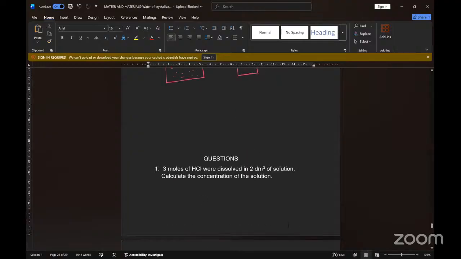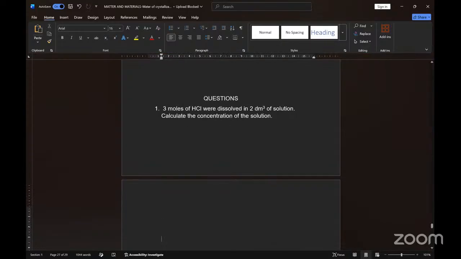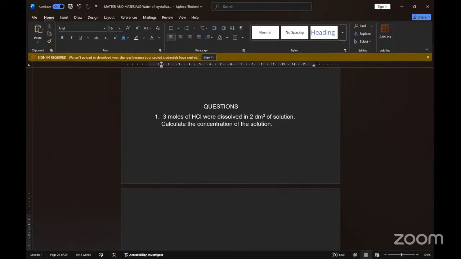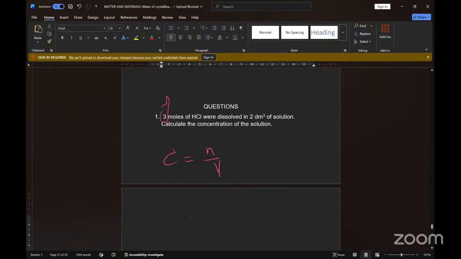So let's answer a few questions like we normally do. These ones are pretty straightforward. It doesn't take long to get this. Question 1 says that 3 moles of hydrochloric acid, or hydrogen chloride, were dissolved in 2 decimeter cube of solution. Calculate the concentration of the solution. So you simply write concentration is equal to number of moles over volume. The number of moles here is 3. Your volume is 2. And that is what? 1,5. The unit is mole per dm cube.